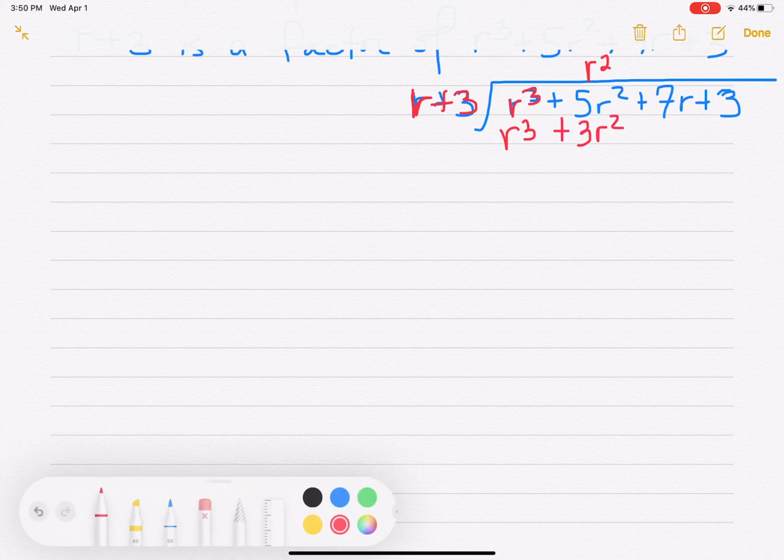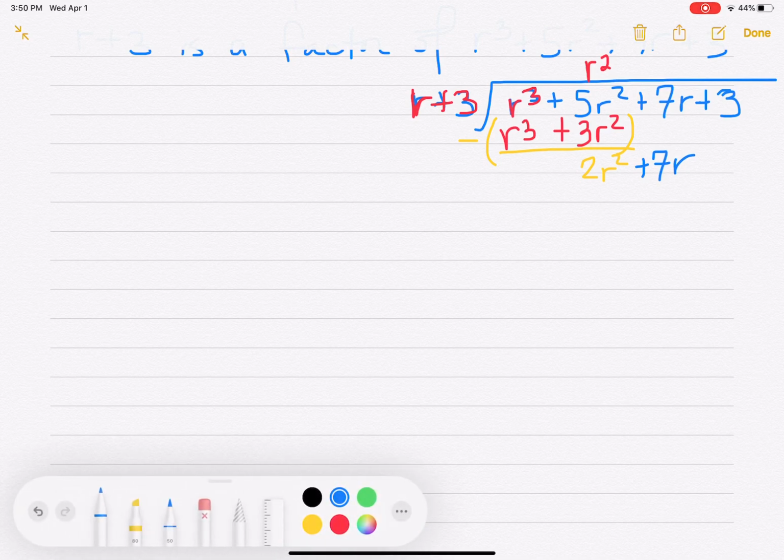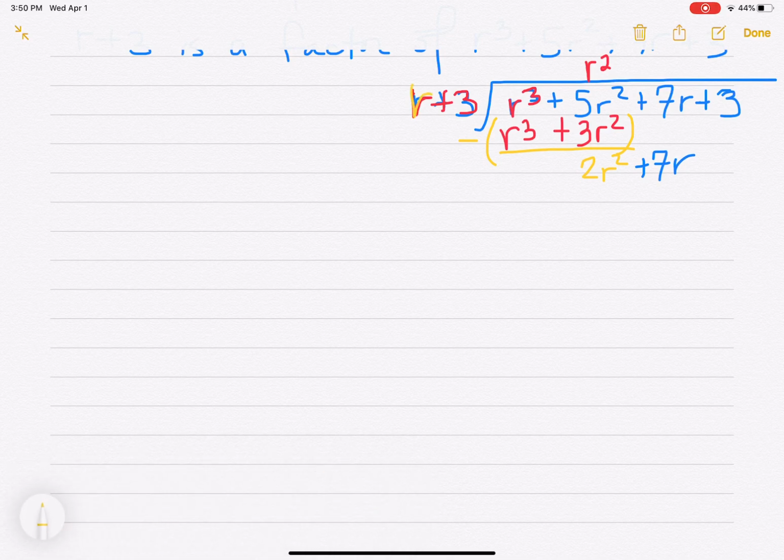Now I'm going to subtract. r cubed minus r cubed is 0. 5r squared minus 3r squared is going to be 2r squared. I'm going to bring down my positive 7r. I'm going to ask the all-important question: what times r is going to give me that 2r squared? Well, positive 2r, right? So I'm going to write positive 2r in the r column up top. Positive 2r times that r is going to be 2r squared.